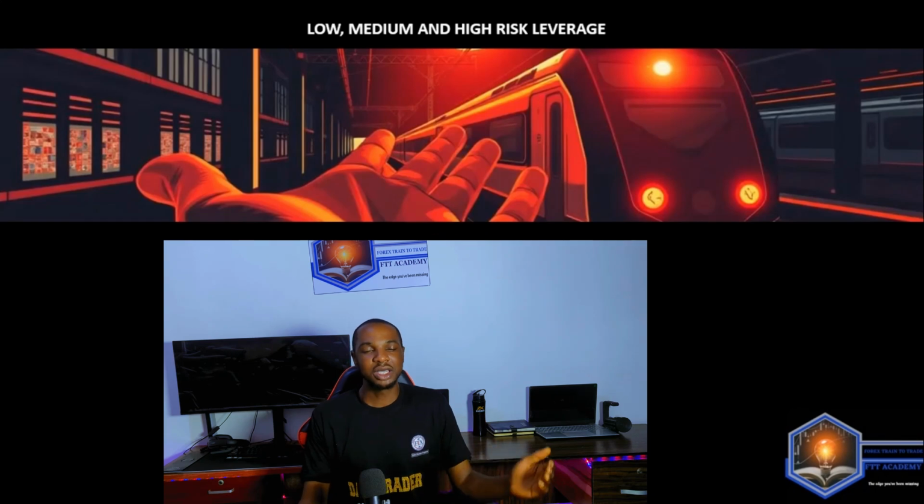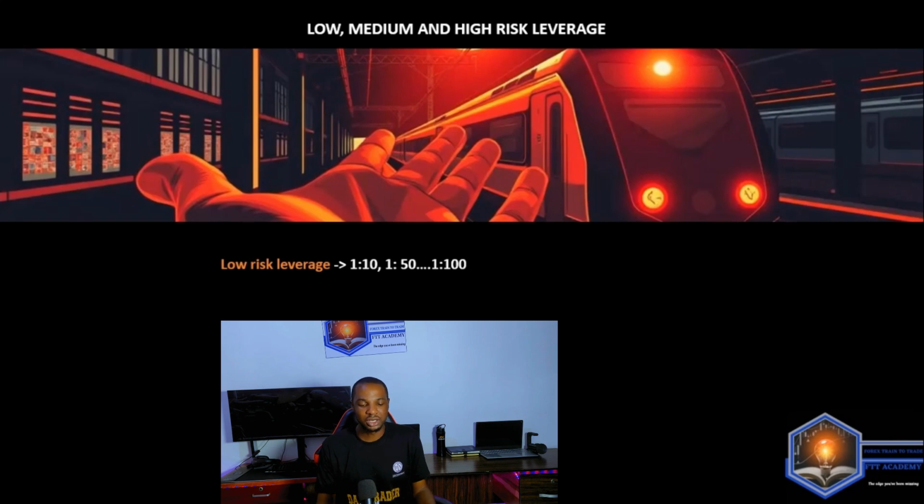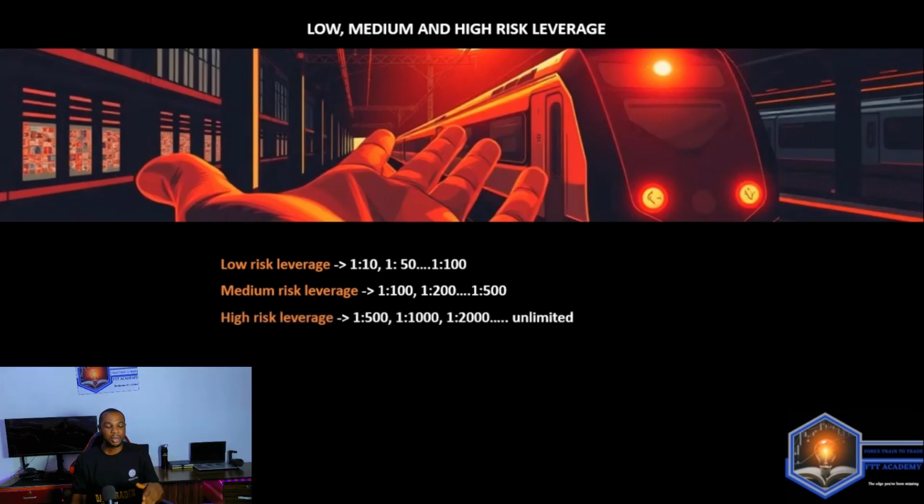We have different types of leverages. We have the medium risk leverage, we have the high risk leverage, and we have the low risk leverage. So what is low risk leverage? Low risk leverages are leverages ranging from, let's say, 1:10, 1:50, and 1:100. Any leverage above 1:100, we consider it a medium risk leverage. From 1:100 to 1:500 is a medium risk leverage. And from 1:500 upward is a high risk leverage.